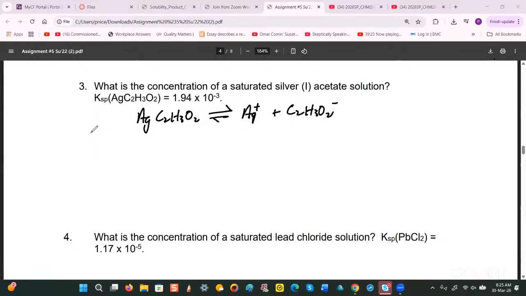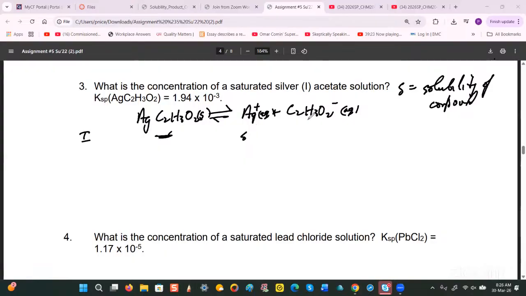So again, we set up a nice table. And let me say again, this is solid, this is aqueous, this is aqueous, all right? In this ICE table, we don't need to concern ourselves with the solid concentration. So the question is, what is the concentration of Ag plus and the acetate? I'm going to let S be the solubility of the compound. So if S is the solubility, that means that the concentration of Ag plus will be S and the concentration of acetate will be S.